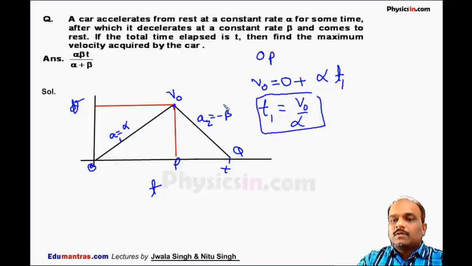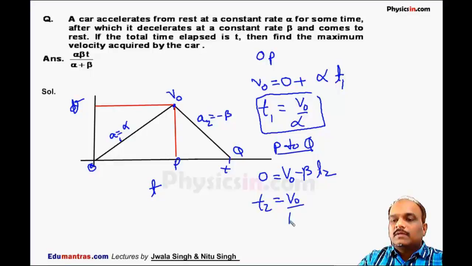Now from P to Q, the final velocity is 0, which is the initial velocity v0 minus beta into t2. From this expression we get t2 equal to v0 by beta. This is our second expression.